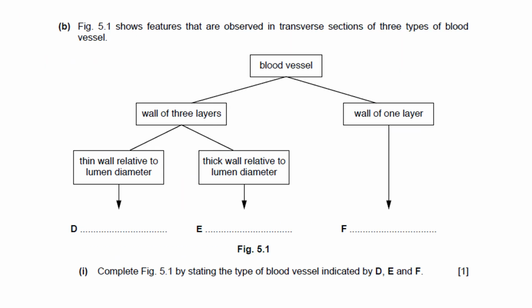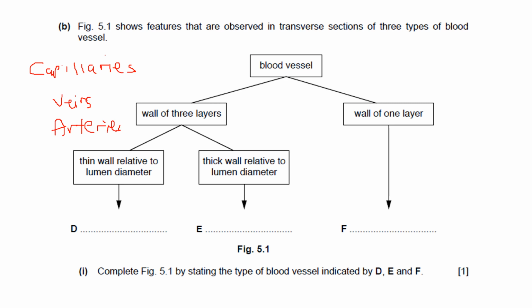All right, so this is obviously transporting animals. We've sort of moved away from transporting plants. And then it says here, figure 5.1 shows features that are observed in transverse sections of 3 types of blood vessels. Very easily, you can just think what the 3 types of blood vessels are. You have the capillaries, you have the veins, and you have the arteries. Those are the 3 key types of blood vessels you're expected to know for this level.